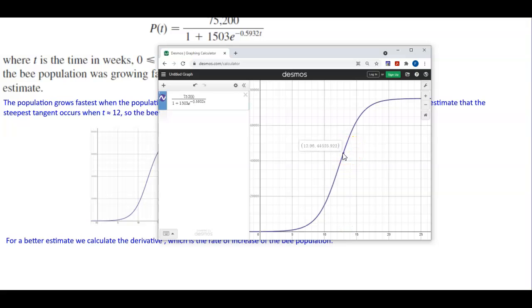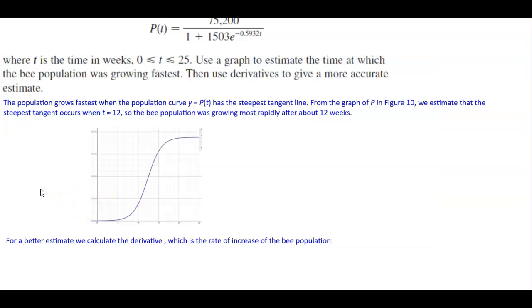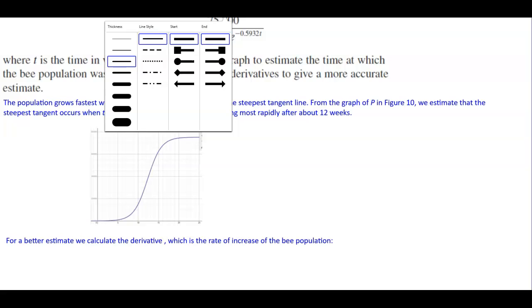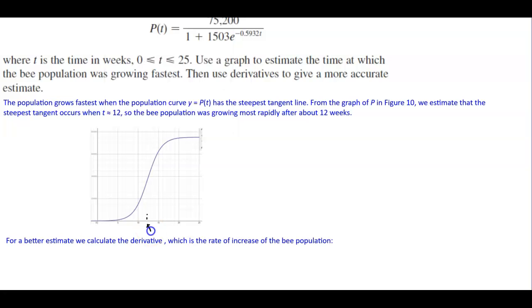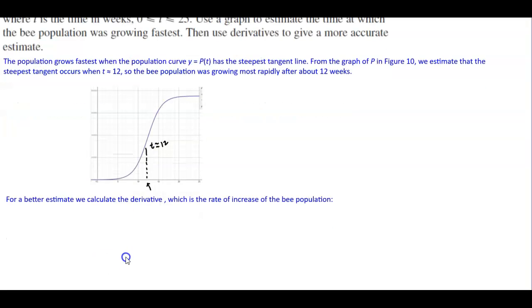let's scroll down here. So somewhere right around there at 12, we can see here, once it gets to 12, that it's the steepest. So we could estimate this to be approximately when t is approximately 12. Now for a better estimate, we want to calculate the derivative, which is the rate of increase of the bee population.